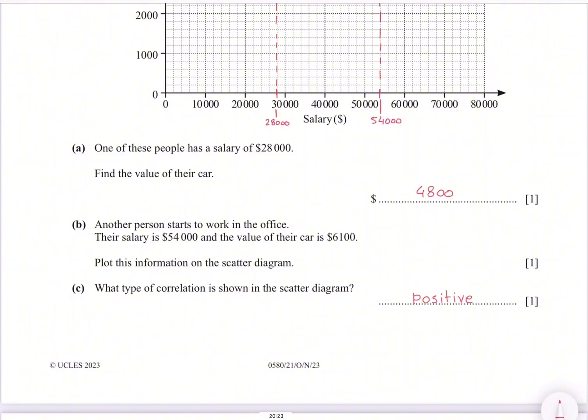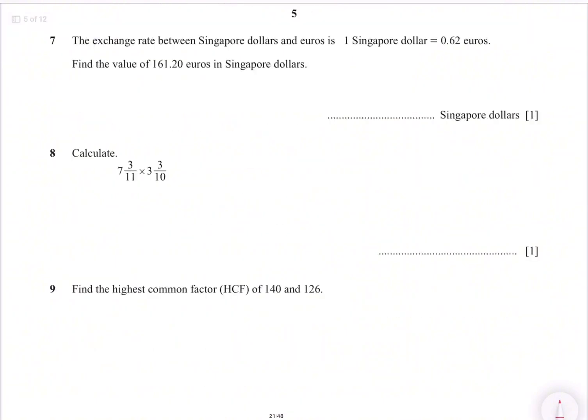What type of correlation is shown in the scatter diagram? This is positive correlation, because as the salaries increase, the prices of the cars also increase. Question number 7.